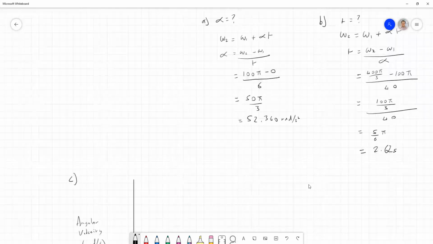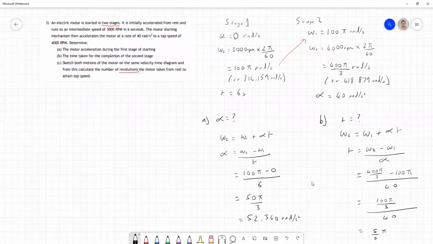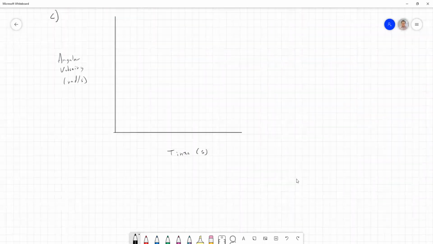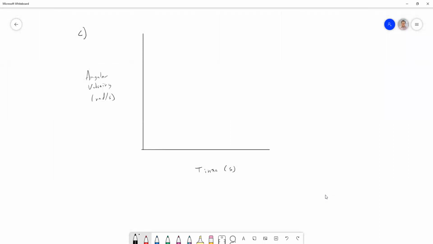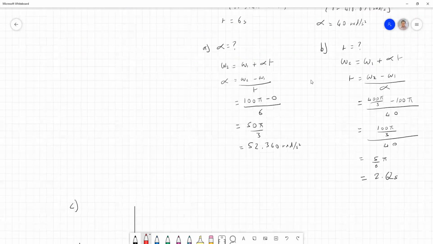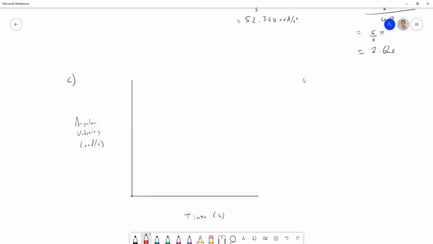And what we're going to draw here is the journey that this motor is taking as it rotates. Well, what happens in stage 1? Stage 1 takes 6 seconds and starts from 0 radians per second. So our starting point is here. This is our starting point of our graph. At 0 time, we are moving at 0 angular velocity. After 6 seconds, we find that we're moving at 314.159, or 100 pi. We'll work with the decimal numbers this time just for a bit of variety to show you can do either.